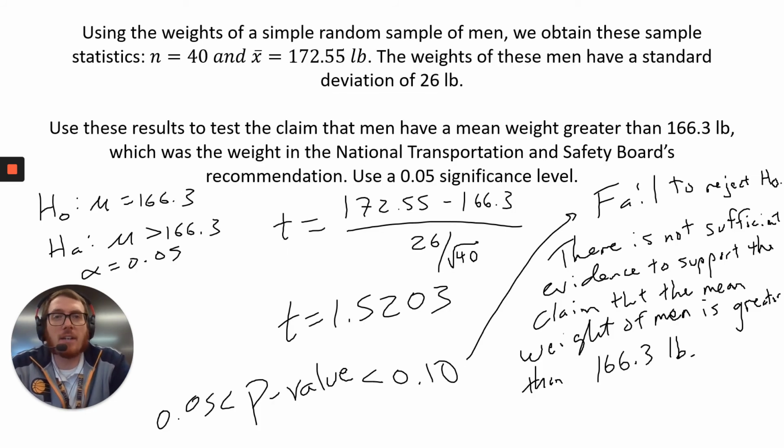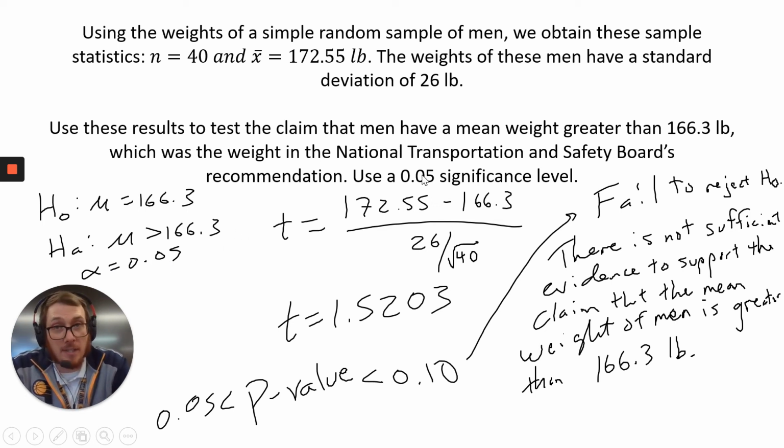Okay, let's go through an entire example, and we'll go through a few more in our next lesson. This says, using the weights of the simple random sample of men, we obtained a sample, n is 40, x bar, sample mean 172.55. The weights of these men have a standard deviation of 26, so that's s, the standard deviation of the sample. We're testing the claim that the mean weight is greater than 166.3. So my null hypothesis is mu equals 166.3. My alternative is mu greater than 166.3 with a significance level of 0.05 given to me in the question.